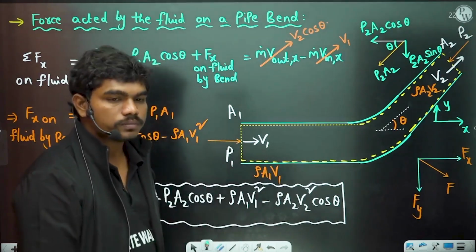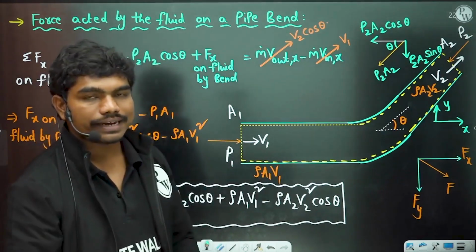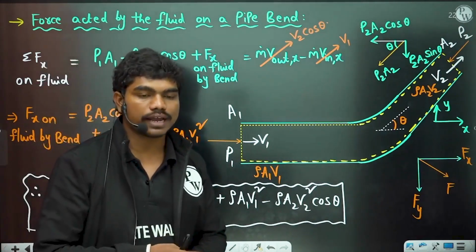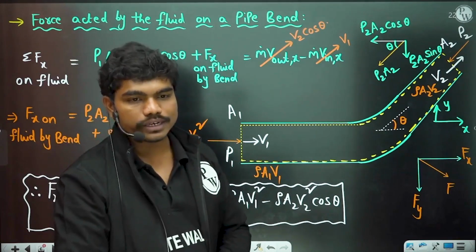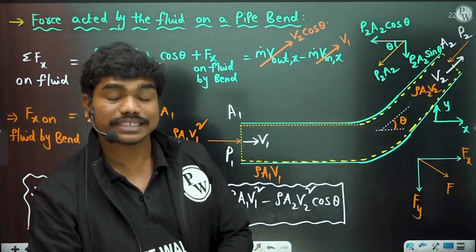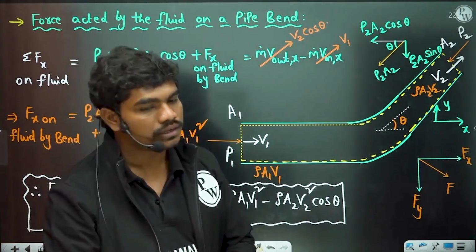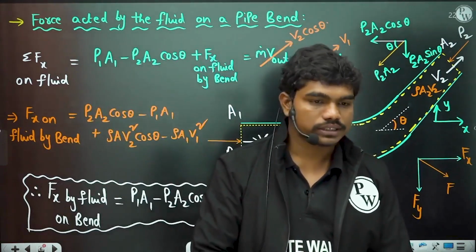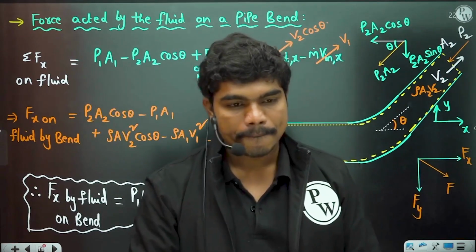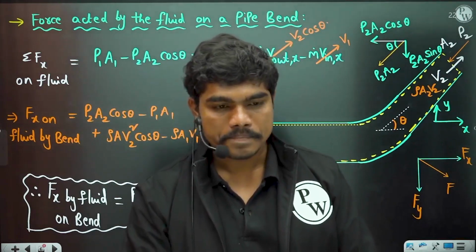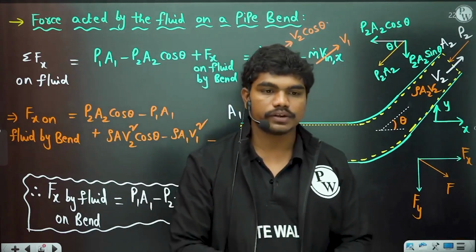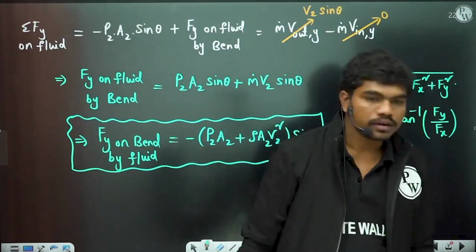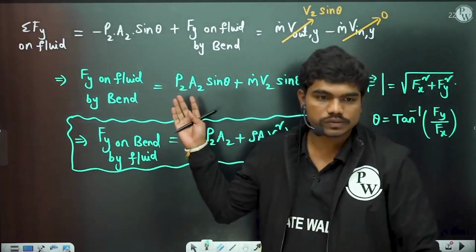So is this clear to you? Force acting by the fluid on the bends. Normally when you have pipe bends and all, that's how you calculate. Normally this is not asked in the GATE examination, but sometimes in descriptive exams like ESE Mains, they can ask you if they want to. So that's why I have given you this. Clear? So I hope it's fine. If you want to take some notes, you can, or else it's fine. You yourself can also write these equations.